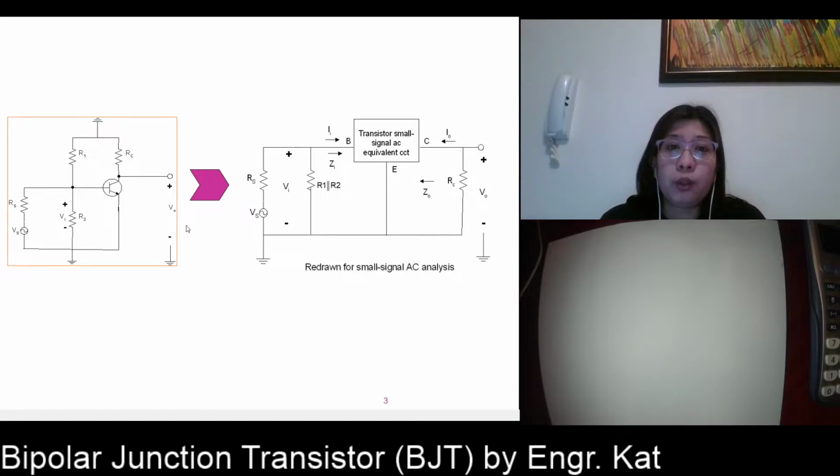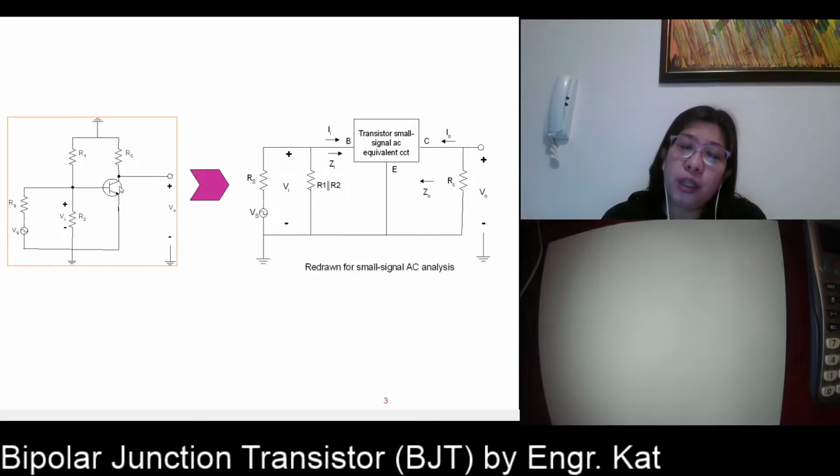Last video we also discussed that we can redraw this specific circuit. It will look like this one, and then we're going to model your transistor here. As mentioned in our previous video, there are two models available for our BJT transistor, that is your RE model and our hybrid model. In this video, we will be discussing the difference between the RE model and the hybrid model.